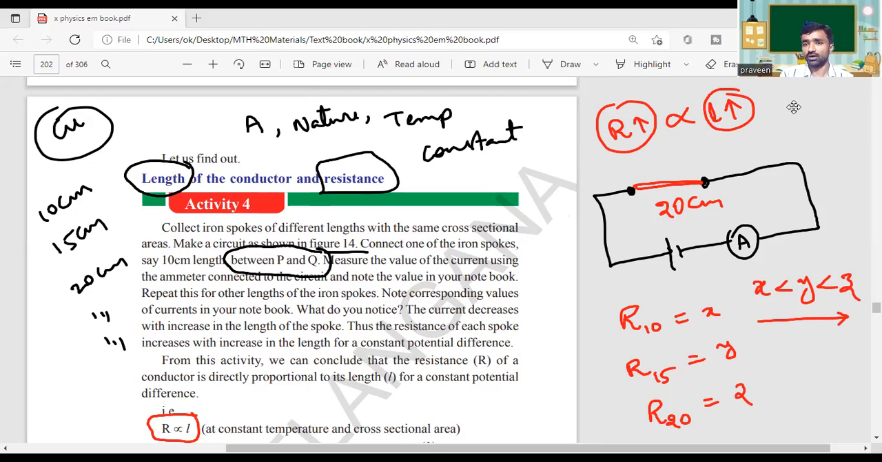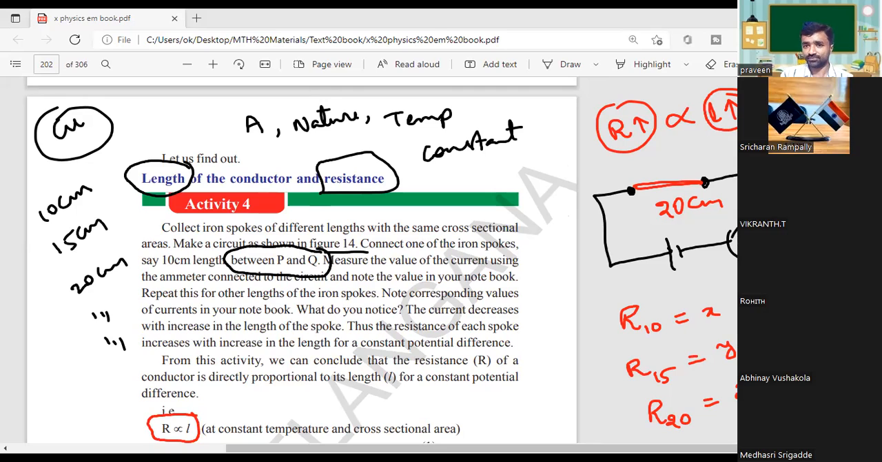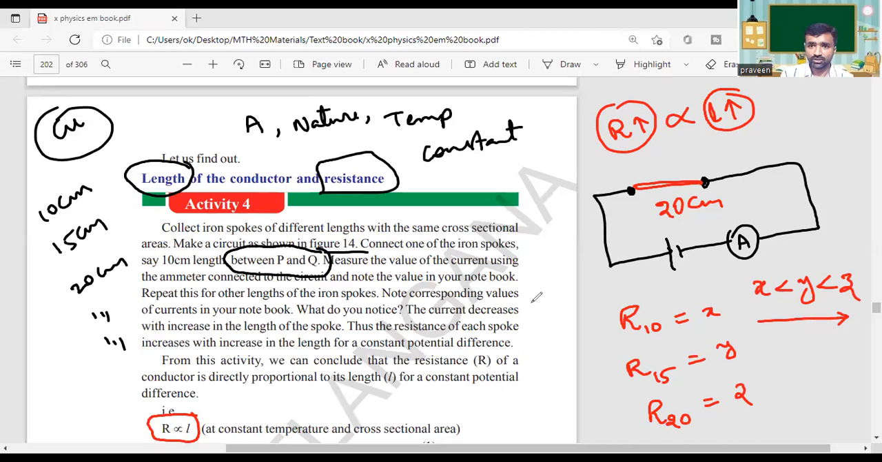Are you clear about this activity? Have you got the idea? Put your quick reaction. Yes, right. So now we'll go for another activity.